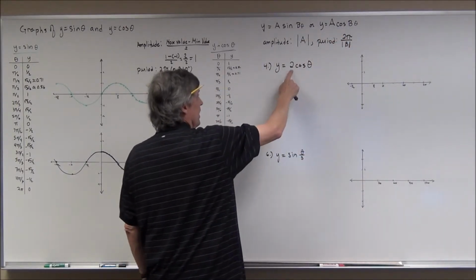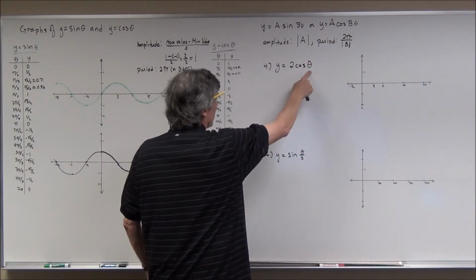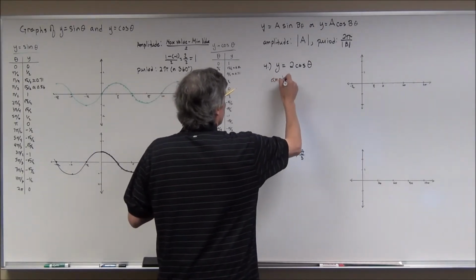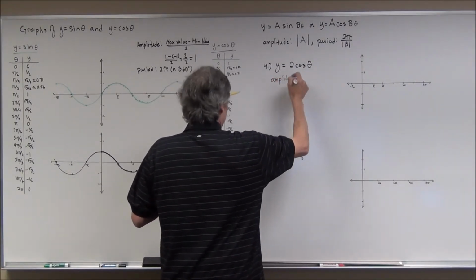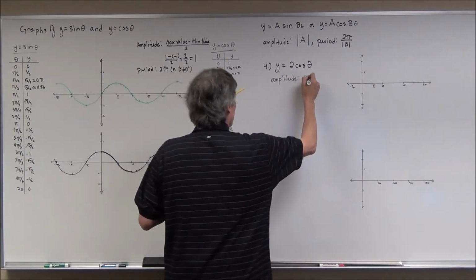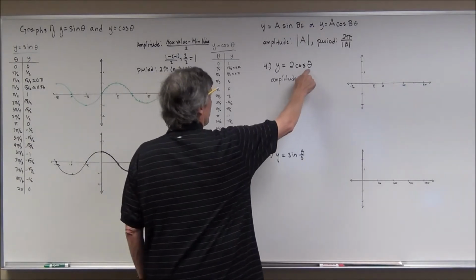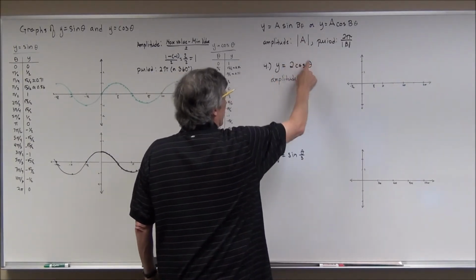But the amplitude is going to be the absolute value of whatever this constant is, that's times your trig function. So look right here. I have 2 times the cosine of theta. My amplitude is the absolute value of 2, which is 2. Now, there is no number times the theta. There's no b. B is 1, if you want to think of it.